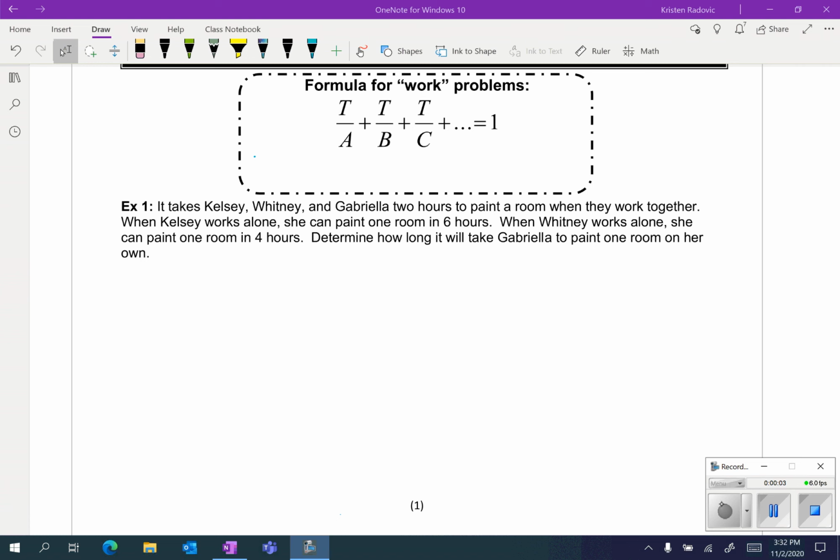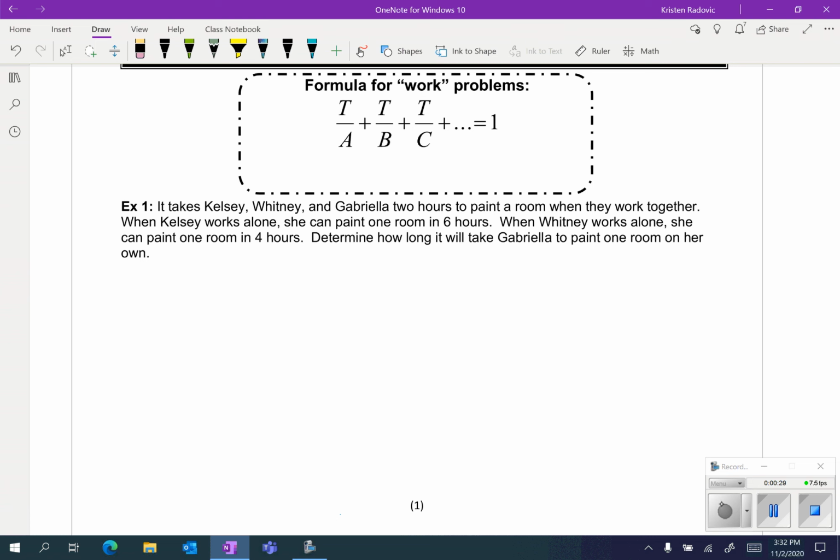So, welcome to Rational Word Problems. Let's look at example 1. In example 1, it takes Kelsey, Whitney, and Gabriella 2 hours to paint a room when they work together. When Kelsey works alone, she can paint one room in 6 hours. And when Whitney works alone, she can paint one room in 4 hours. Determine how long it will take Gabriella to paint one room on her own.